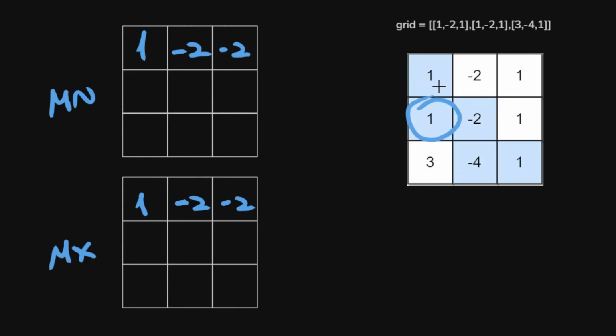Next, we are here, and once again, we can only move either right or down. So if we are here, we have to come from above. The accumulated product was 1, and 1 times the current number is 1. So here we put 1, here we also put 1.